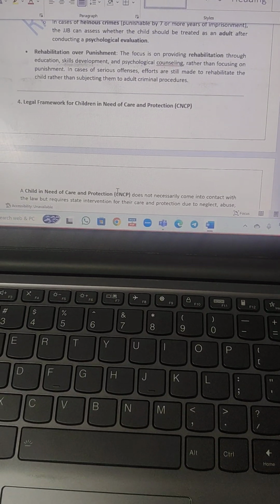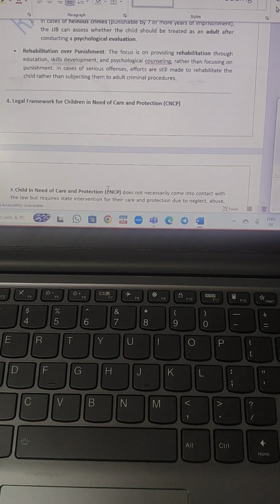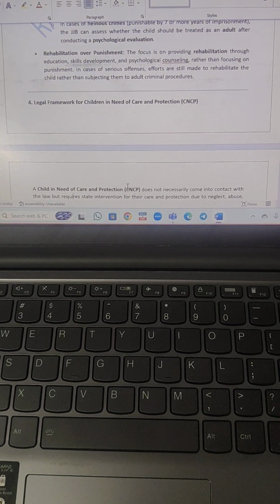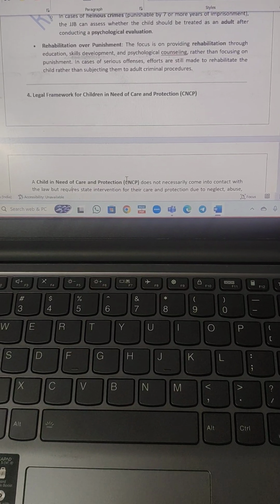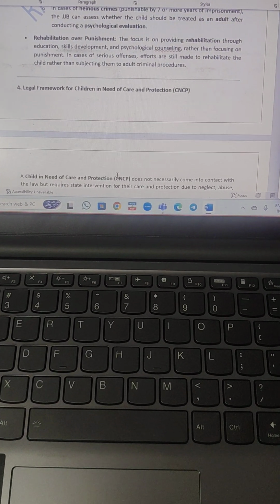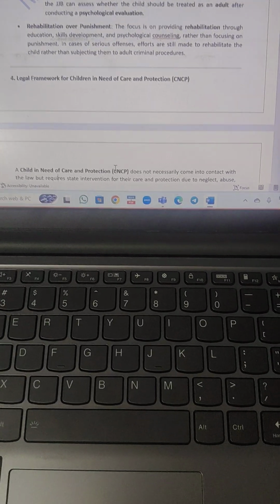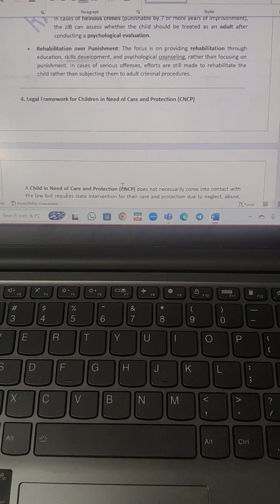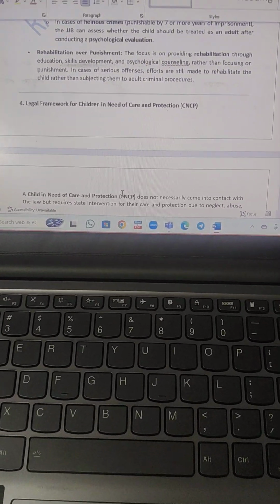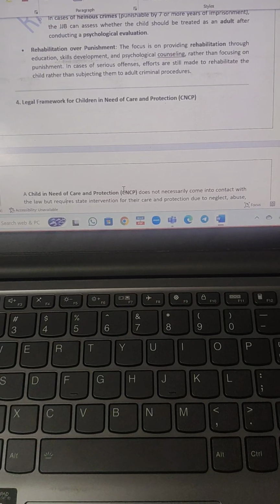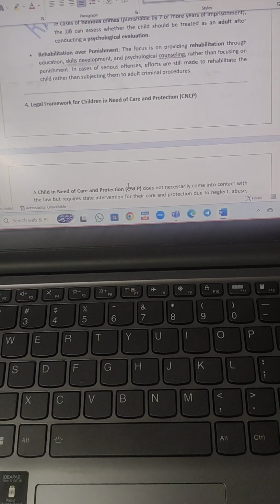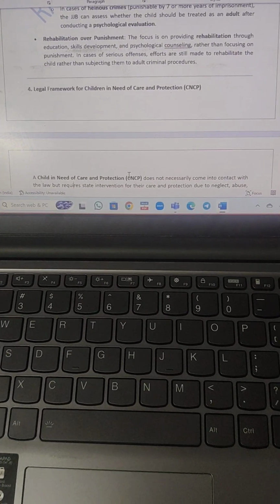Now, rehabilitation over punishment. So the focus is to provide rehabilitation through education, skill development and psychological counseling, rather than focusing on punishment. In case of serious offences, efforts are still made to rehabilitate the child rather than subjecting them to adult criminal procedure. So most of the time they just try to rehabilitate. They try to make the children enter into society again through vocational training, education, all this.